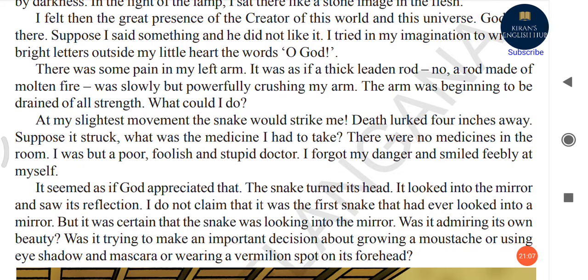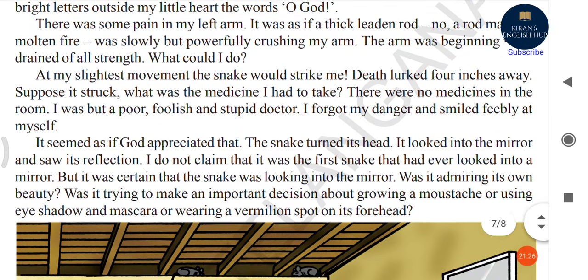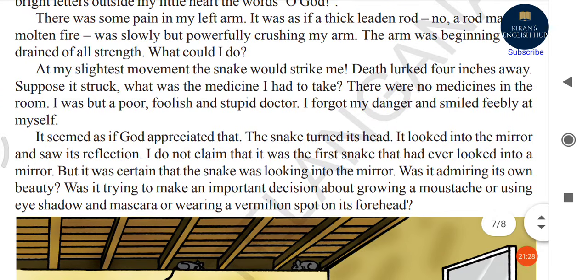Okay, so finally, he was just imagining, if a snake bites me, oh, what should I do now? I have to take medicine, but I don't have medicine. And he was smiling to himself. Okay, that's why he's calling himself stupid. Okay, as foolish. Okay, why? Though there is a lot of danger in front of him, he is smiling at himself. So it seemed as if God appreciated that.